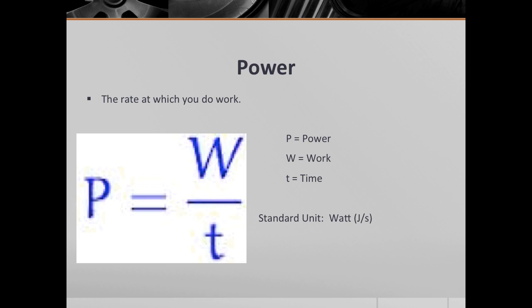Power is the rate at which you do work. The equation for power is P equals W over T, where P equals power, W equals work, and T equals time. So you would take the work divided by the time to get the power. The standard unit for power is the watt, or joules per second.